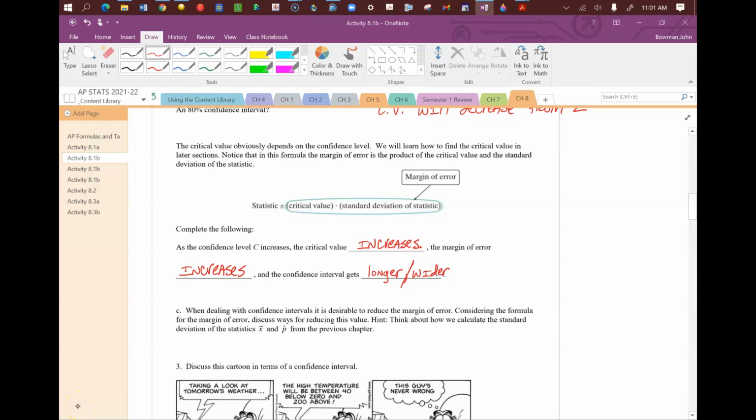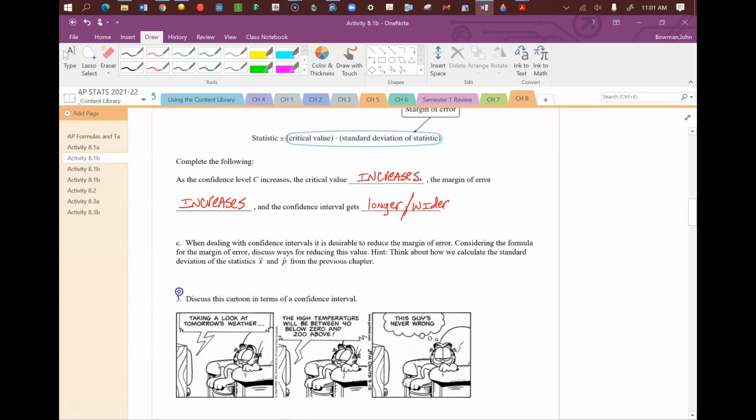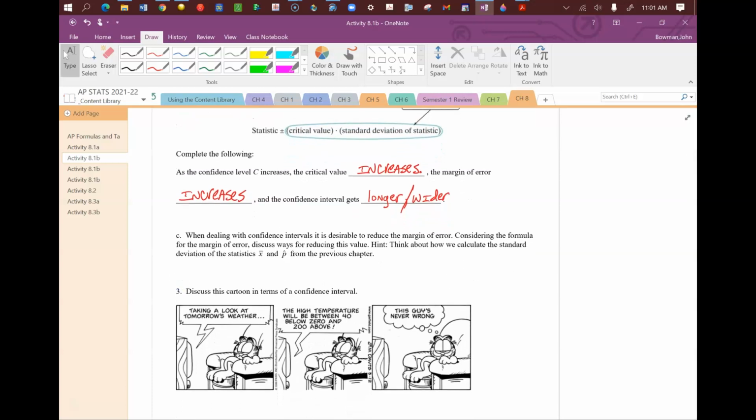So clearly we would like to decrease the margin of error. We'd want to reduce the length of the confidence interval. And what are some ways we can do that? One, we can reduce the critical value. But if we're going to reduce the critical value, then we have to reduce the level of confidence. That's not so great.